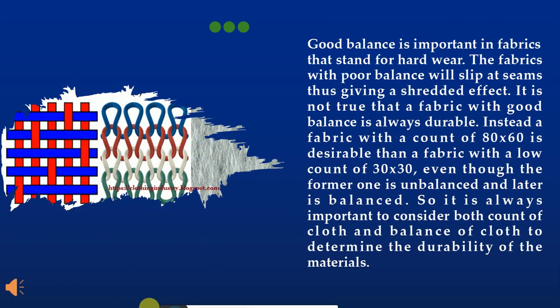Good balance is important in fabrics that stand for hard wear. The fabrics with poor balance will slip at seams, thus giving a shredded effect. It is not true that a fabric with good balance is always durable. Instead, a fabric with a count of 80 by 60 is more desirable than a fabric with a low count of 30 by 30, even though the former one is unbalanced and the latter is balanced. So it is always important to consider both count of cloth and balance of cloth to determine the durability of the materials.